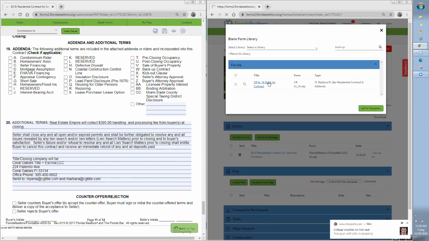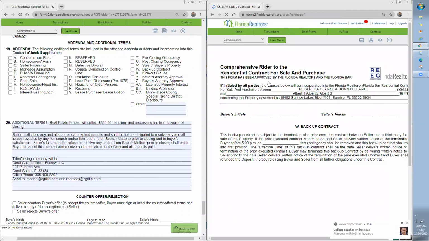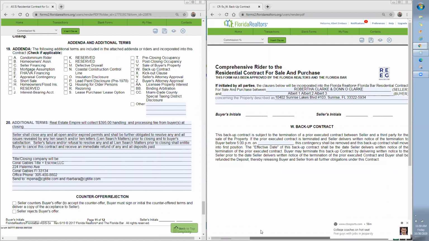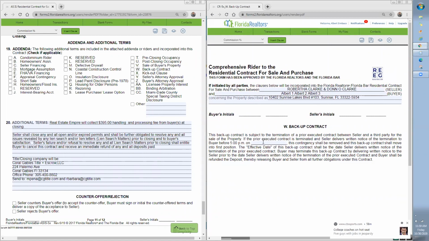Okay. So this document is the addendum stating that we all understand that this offer that I'm sending you is a backup offer. Okay. If the first offer is terminated and the seller delivers written notice of the termination to the buyer before 5 p.m. on X date, right? Let's say we're sending this offer today, and okay, listen, if by November 20th you send me notice that that other property has been terminated, you will accept my offer.